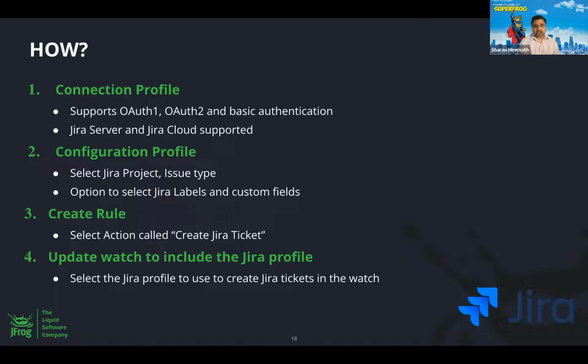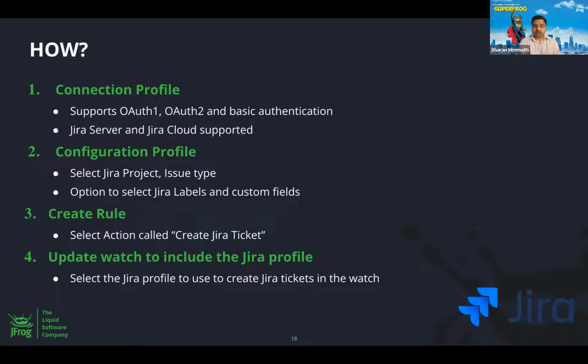So once you have the connection profile, once you have the configuration profile, the next thing is obviously to create an action in the rule. So you are creating policies to detect violations. In the actions, you basically are going to say create a Jira ticket option, and there's an option to just tick a checkbox. You just say create Jira ticket, and once you are done with that, you go to the watch profile, and there you are going to just select the configuration profile you did in step number 2.